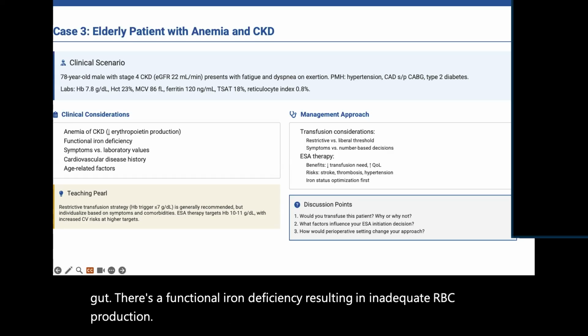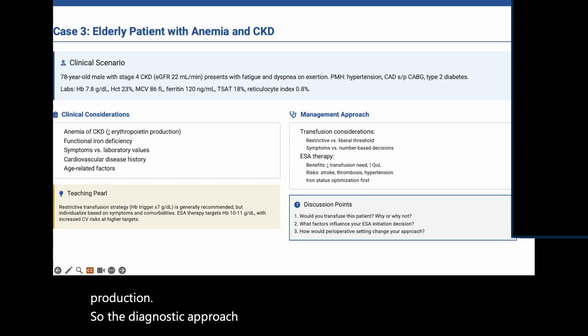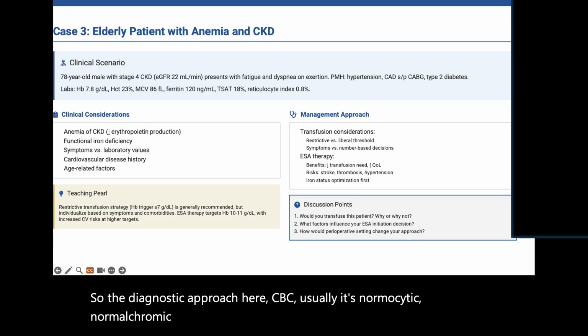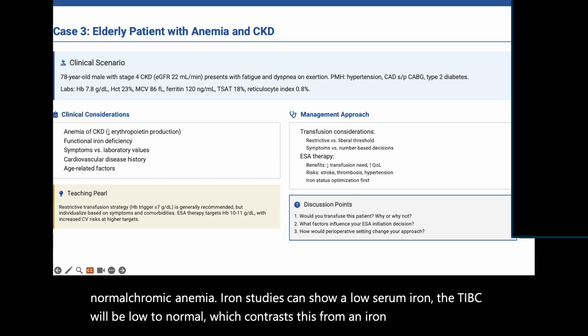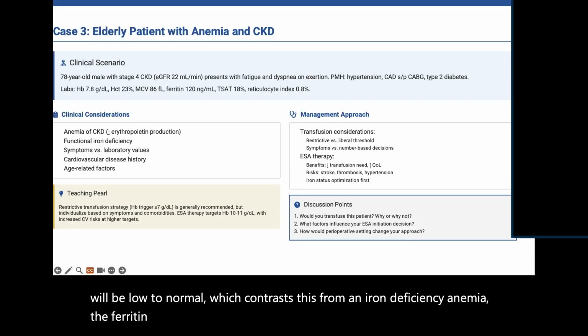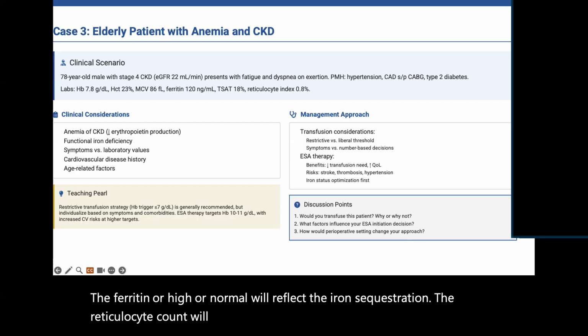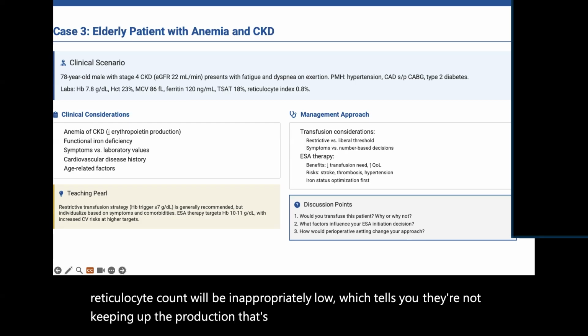So the diagnostic approach here, CBC, usually it's a normocytic, normochromic anemia. Iron studies can show a low serum iron. The TIBC will be low to normal, which contrasts this from an iron deficiency anemia. The ferritin will be high or normal, which will reflect the iron sequestration. The reticulocyte count will be inappropriately low, which tells you they're not keeping up the production. That's why these people are usually getting EPO to stimulate that production.